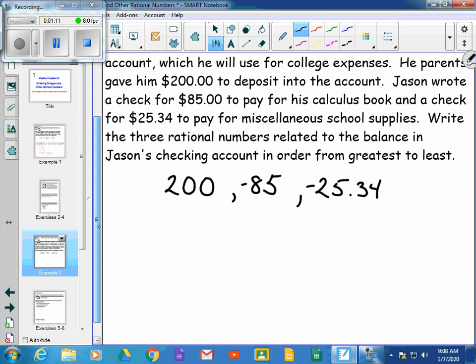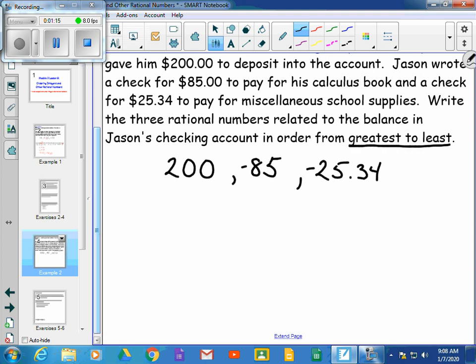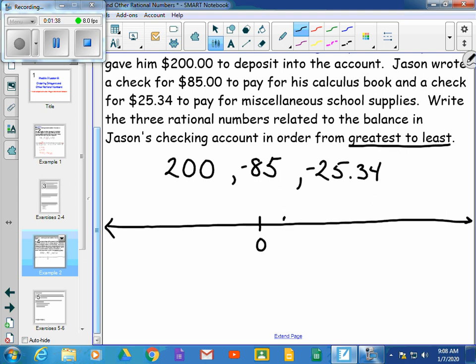Now to help us place these in order from greatest to least this time, be very careful what they ask for. You're going to draw a number line. What's tricky about this number line is these numbers are so spread apart, plus we have decimals involved. So we're going to do a little estimating to figure out where these are at. I'm going to put 0 somewhere in the middle, and I'm going to go by 20s this time, an interval of 20s. And the reason why I do that is because I know that I can take 20 and find the multiple 200, and then 85 and 25 are both close to 20, where we can find 20 as a factor.